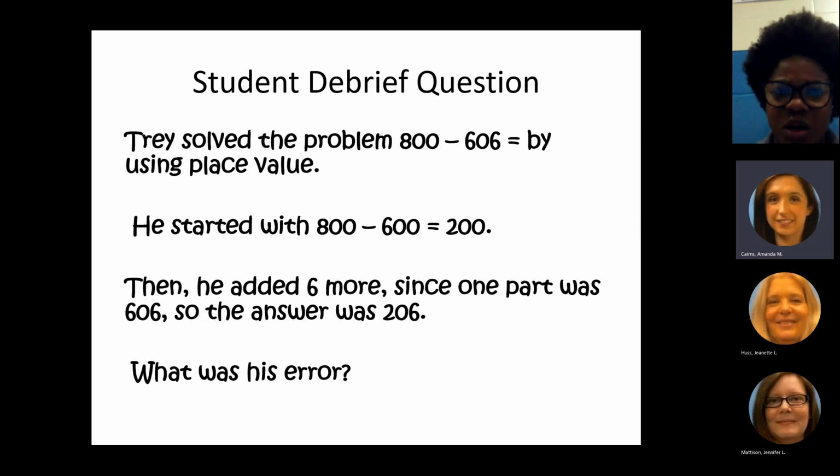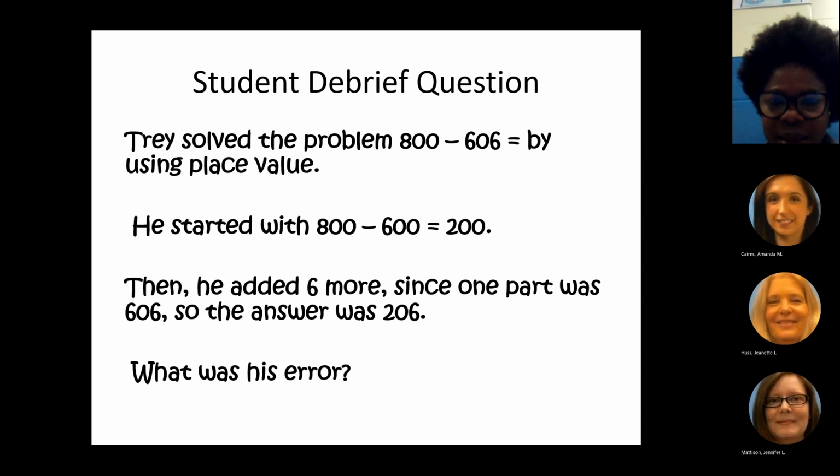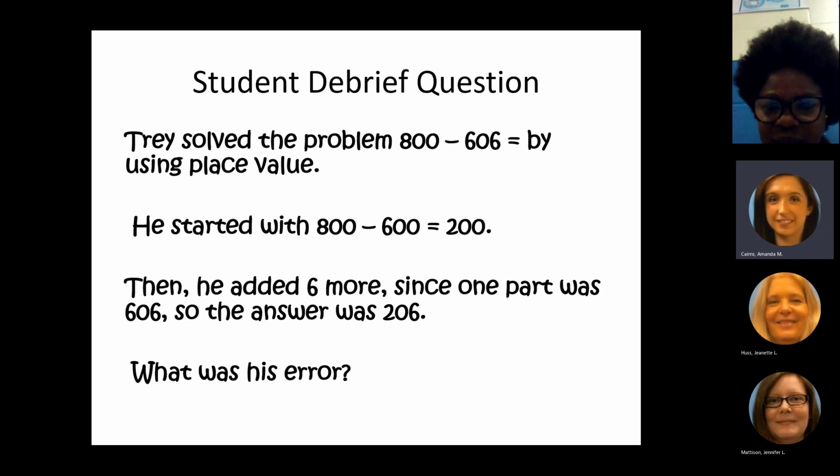So the question that we're going to work on today is: Trey solved the problem 800 minus 606 by using place value. He started with 800 take away 600 equals 200. Then he added 6 more since one part was 606. So the answer was 206. What we need to do today is to figure out what his error was.